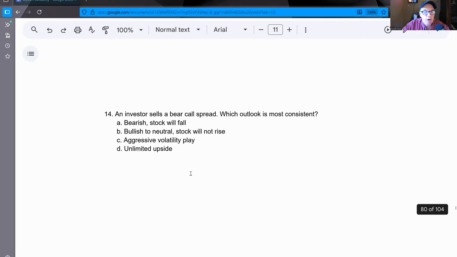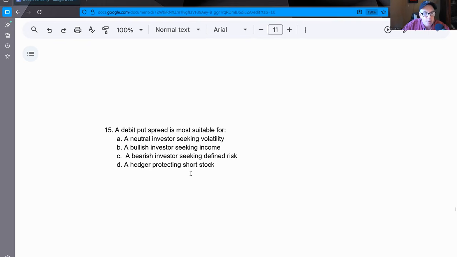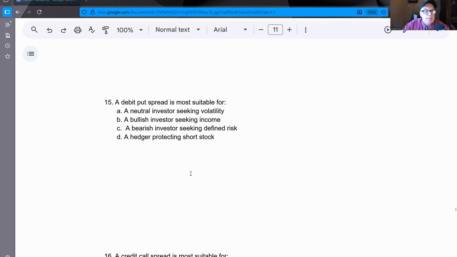I sell a bear call spread. Again, credit call spread. I am bearish, so obviously it's A. I also want it to narrow and expire. A debit put spread. Debit means buy. So buy a put. So it's bearish. And since it's a debit, we want it to widen and exercise. Boom. C. Remember, spreads have limited gain, limited risk. Remember that. Spreads have limited gain, limited risks. That's why people buy them.